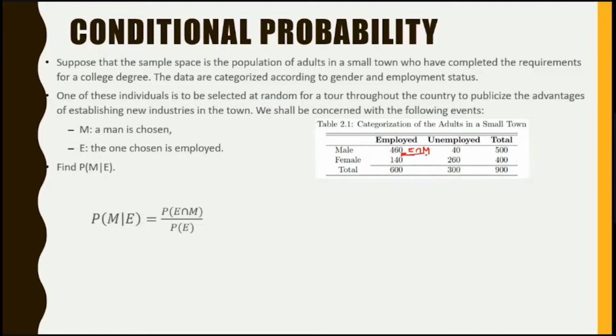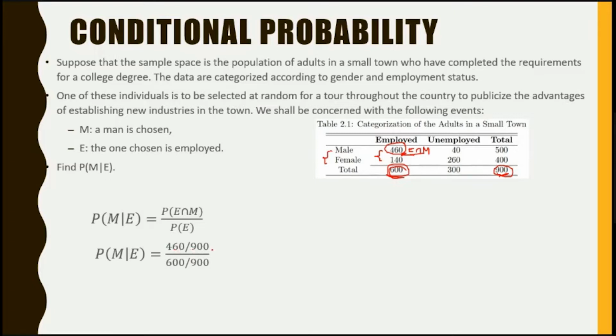So how do we get the probability of that? We will divide this by 900. Why 900? Because this is the total number of people in this data. So we will then have 460 divided by 900, and then the total probability of those employed. These are the employed people, you have 600, which includes male and female.